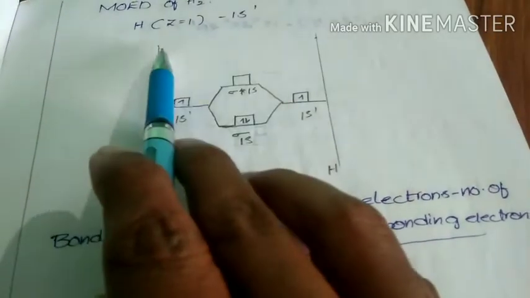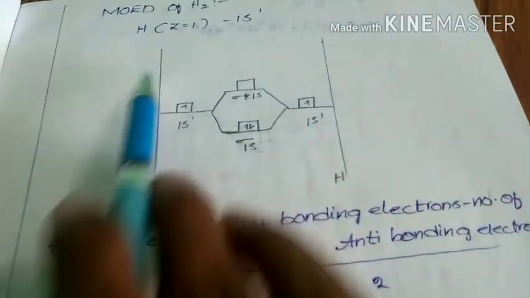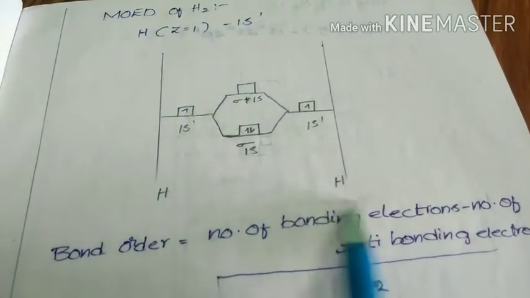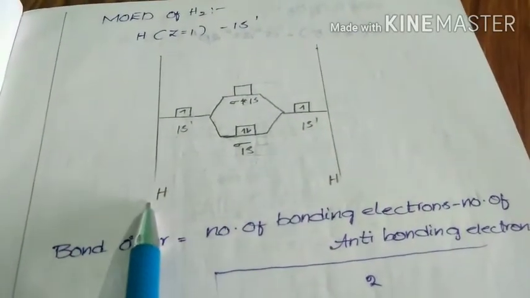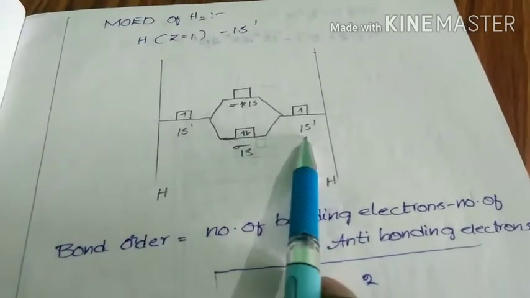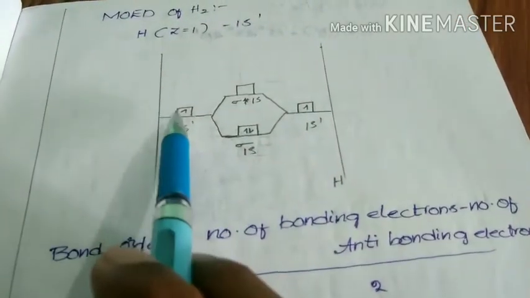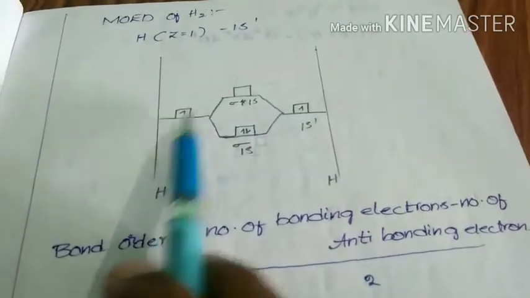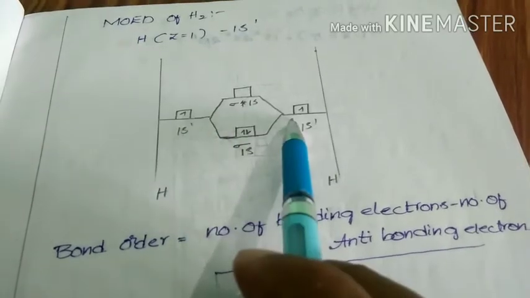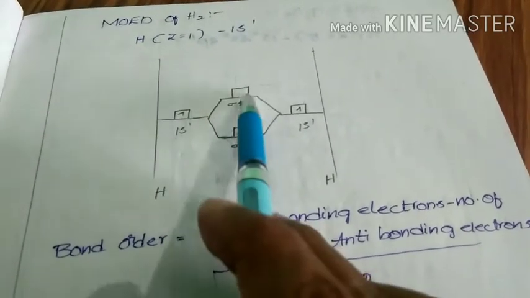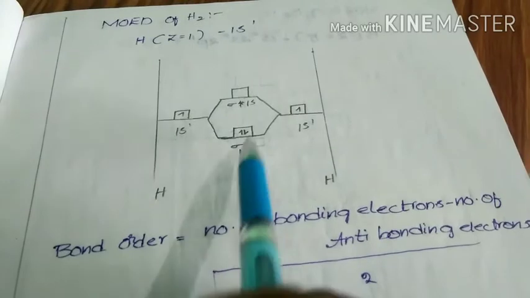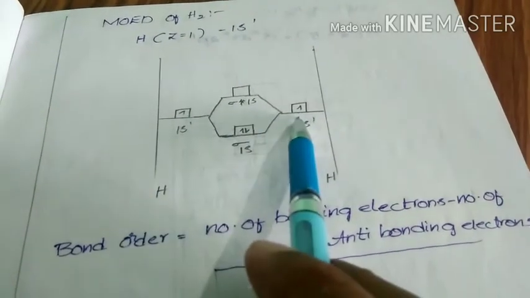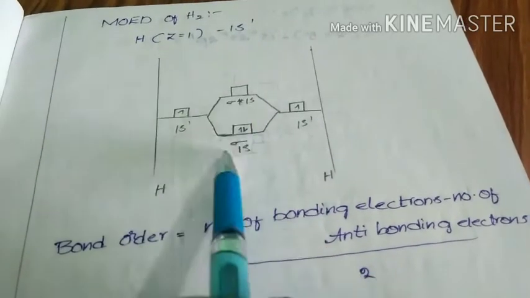For that purpose, first we have to draw two lines. This line indicates one hydrogen atom, and this line indicates another hydrogen atom. Hydrogen has the configuration 1s1, here also 1s1. That means these are atomic orbitals. When these two atomic orbitals combine, how many molecular orbitals are formed? Two molecular orbitals: sigma 1s and sigma star 1s. These two are atomic orbitals, and these are molecular orbitals.